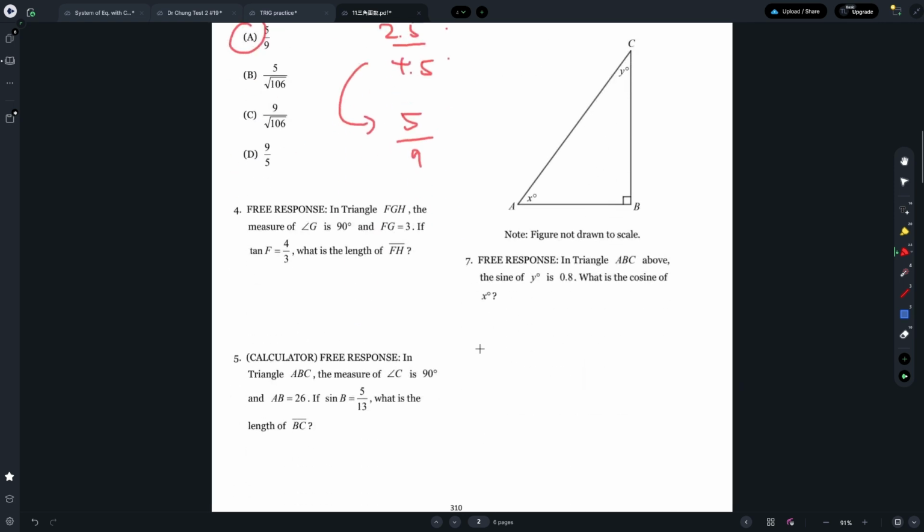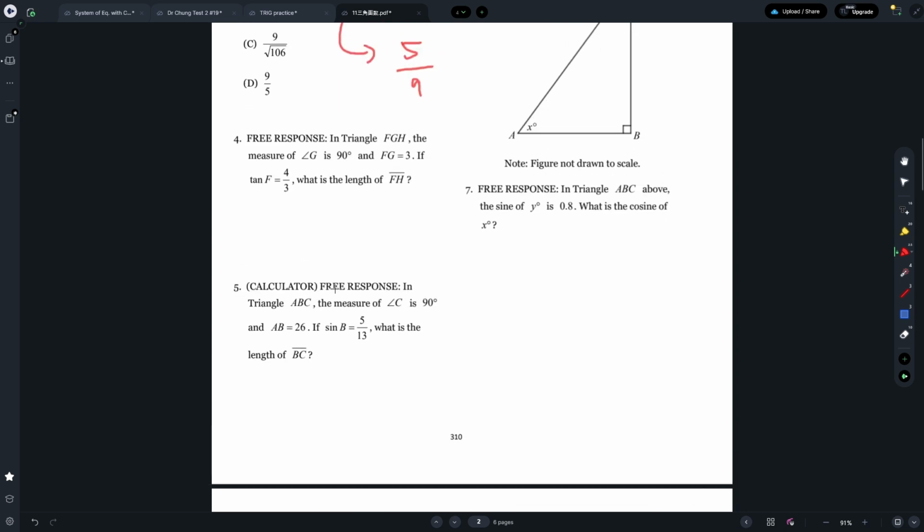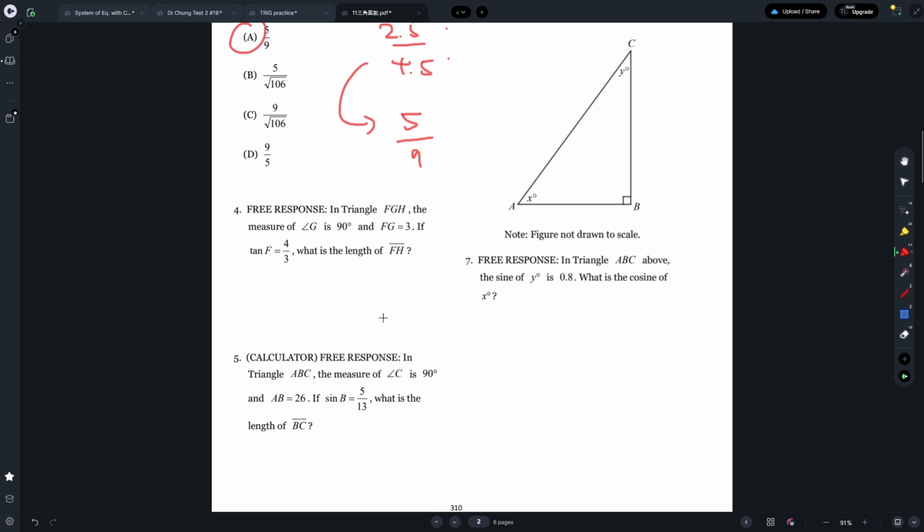Number 4. All right, so these are the free response questions, and these can get a little difficult because you don't have 4 answer choices to look at. So in triangle FGH, the measure of angle G is 90 degrees, and FG is 3. If tan F equals 4 over 3, what is the length of FH? So that's a little confusing, but what we'd like to do whenever they say in triangle FGH, you would always want to draw a diagram.